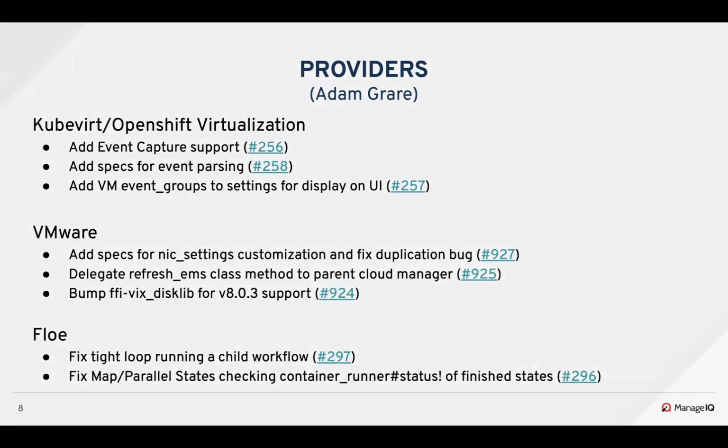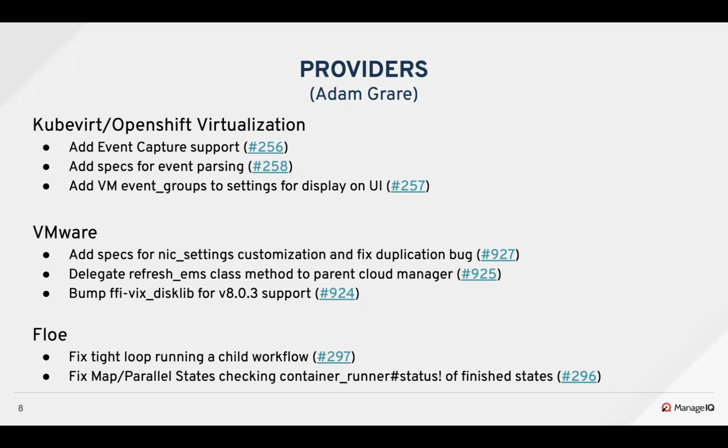Next slide. For KubeVirt, there's a lot of work from Nasser this sprint to add event support. So we are now connecting to the underlying Kubernetes API for events and looking for events related to VMs and hosts on the KubeVirt API. He also added some specs for the event parsing and added VM event groups to settings so that you can see the events on the UI.